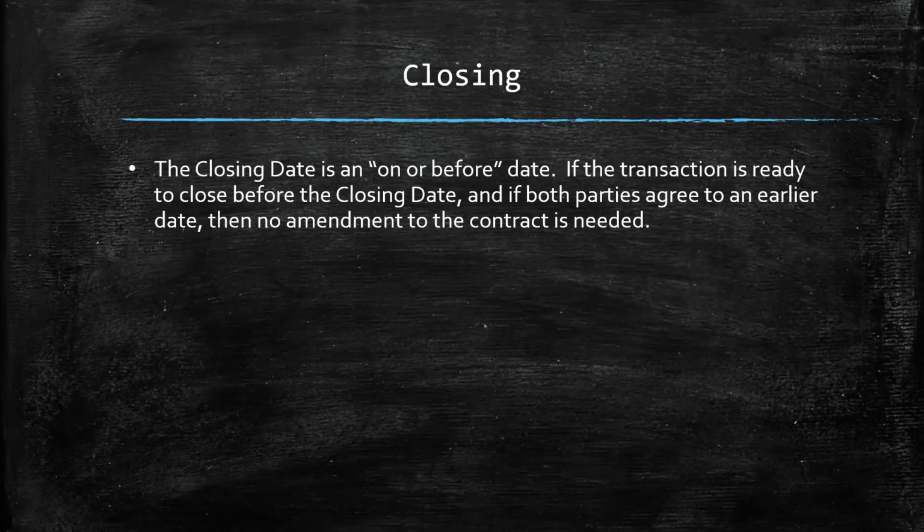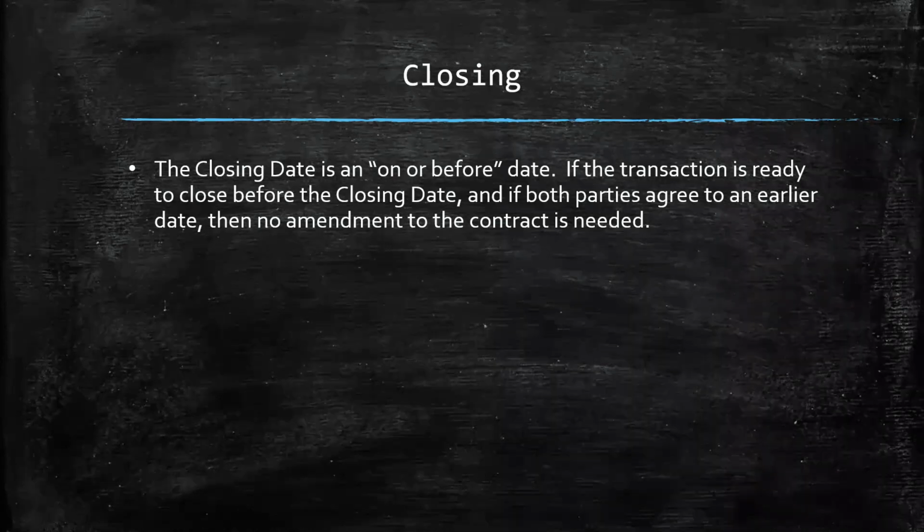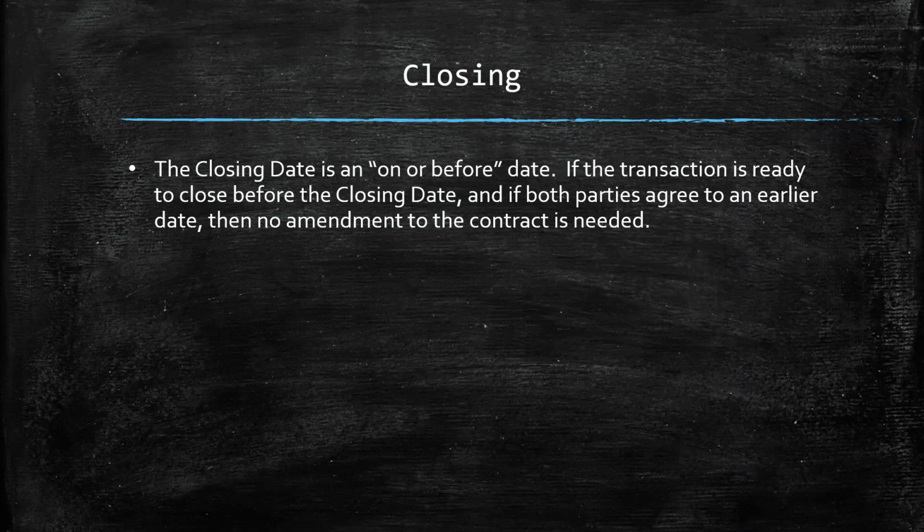Now, if you do go to closing without having amended the contract, it is possible that the title company may want you to sign an amendment that sets the closing on whatever day it actually happens. And in that case, it's perfectly fine to sign that amendment. That's just so that their files and record keeping are precise. But per the terms of the contract, if we're closing early, an amendment is not strictly required.